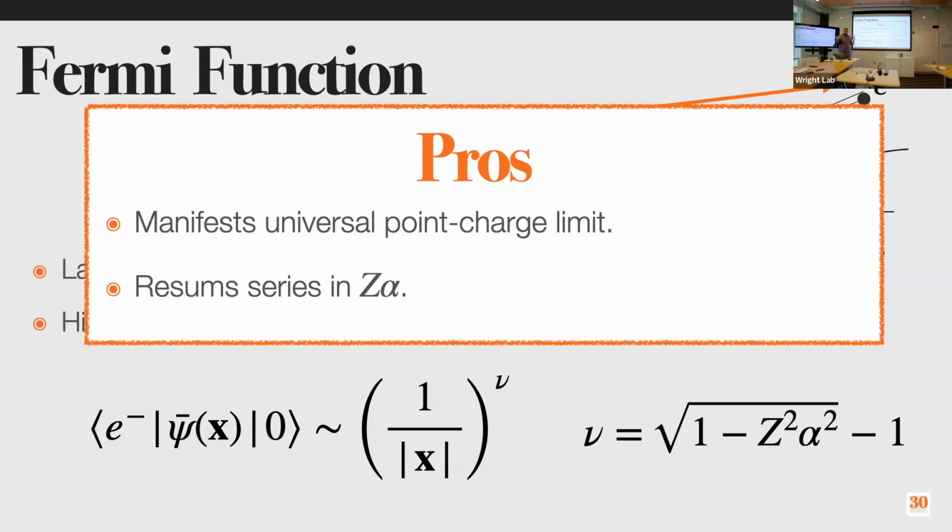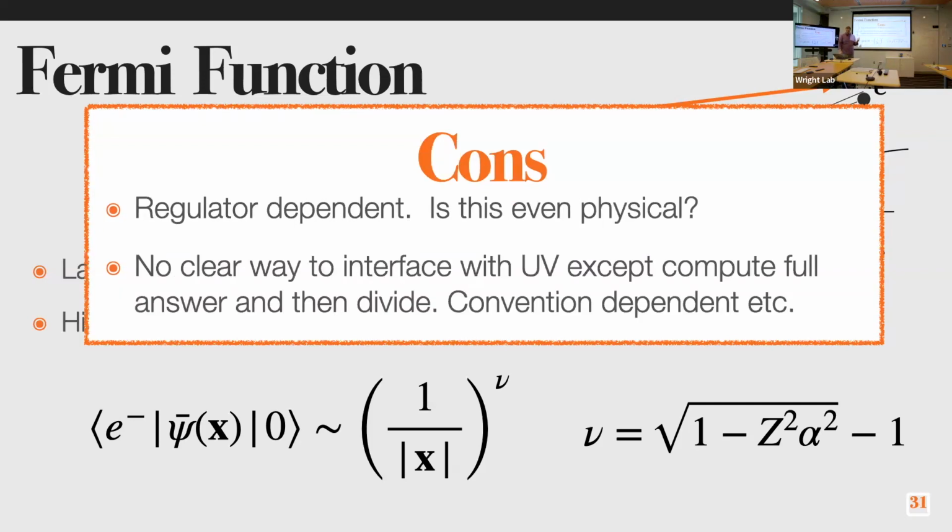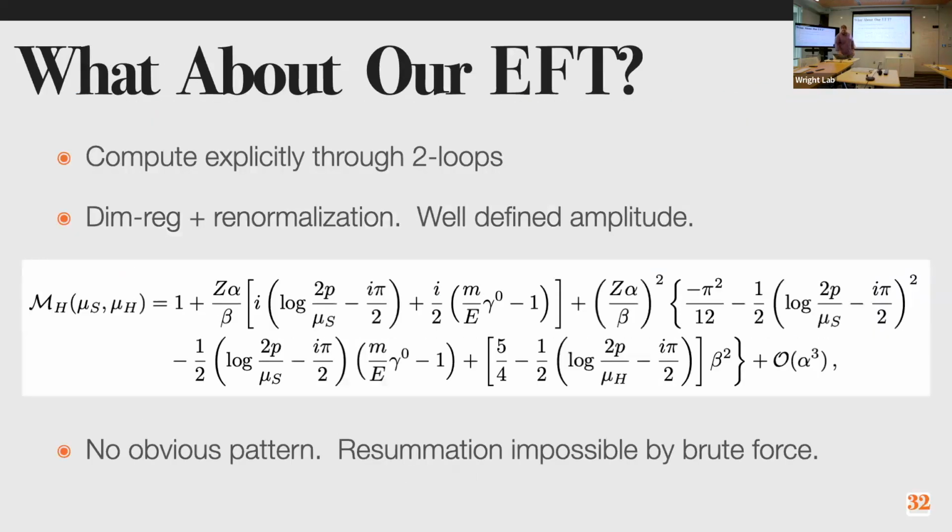Okay, you can say whatever fancy words you want about loops and stuff, but the homework is really to resum the full series to all orders in Z alpha. So that sounds very hard. The cons are that it's regulator dependent. So is this even physical? What are we doing here? And there's no clear way to interface with short distance physics, unless you just compute the full answer and then divide things by some conventional choice. So this is convention dependent. So there's clear cons, right?